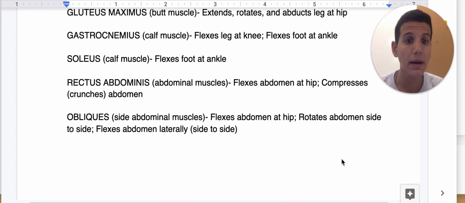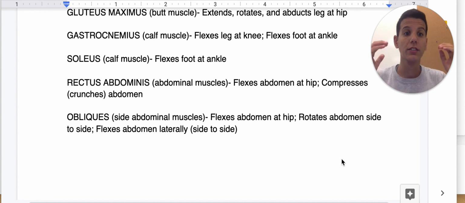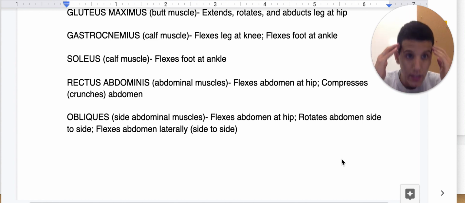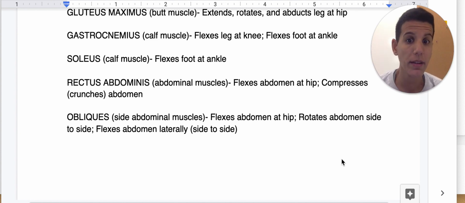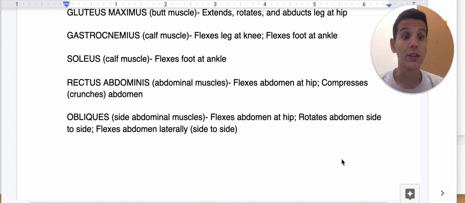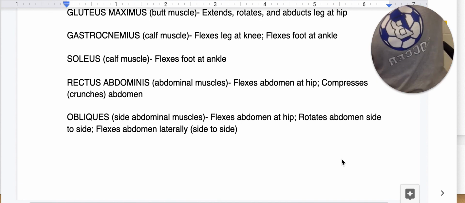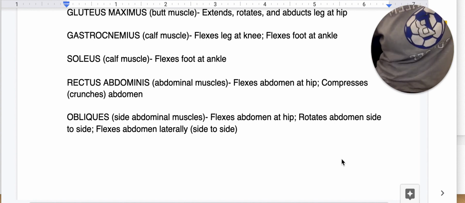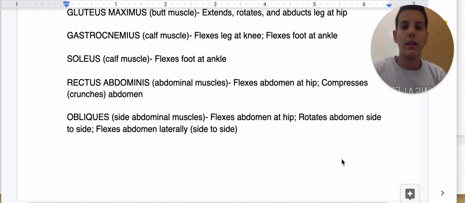The rectus abdominis allows compression, that little crunch at your abdomen, and it also, when it contracts, allows flexion at your abdomen. The obliques, very similar, allows that side to side movement laterally.